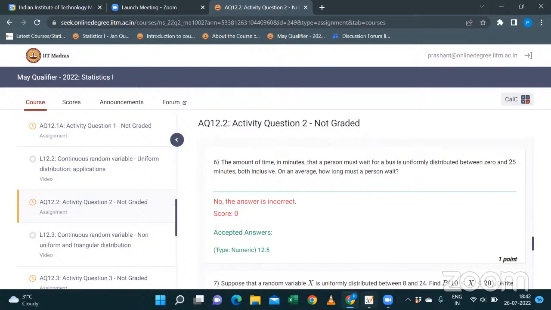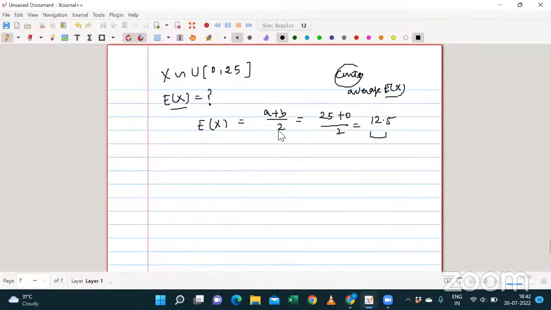Now is it clear? Yes, Shivani? Yes. Okay, thank you. Sasi has also raised his hand, but he is not speaking. Sasi?